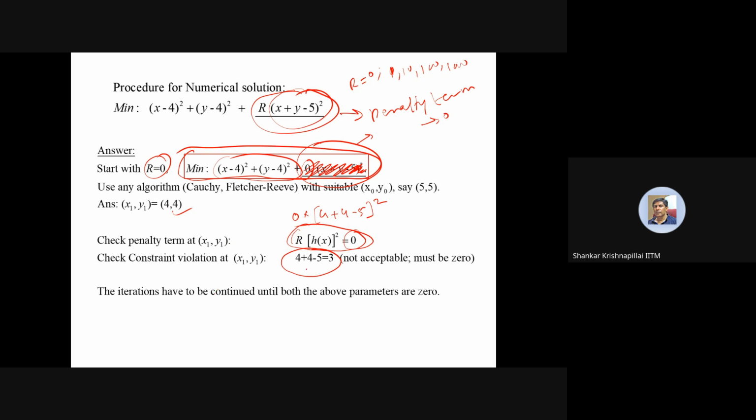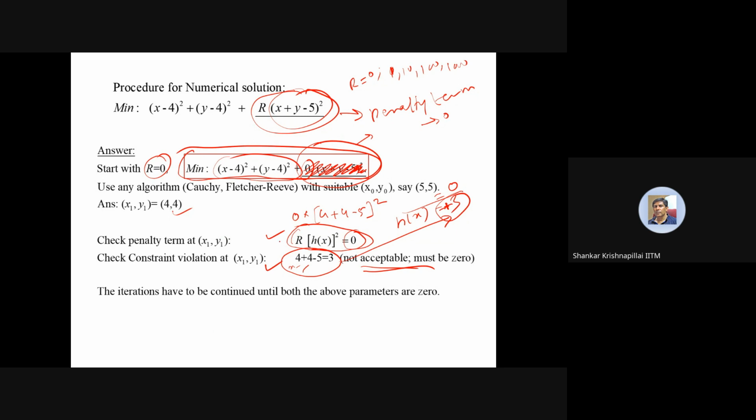So that is h of x. With x equal to 4, y equal to 4, h of x is 4 plus 4 minus 5, so h of x is equal to 3. Actually, h of x must be equal to 0. So constraint violation is plus 3. So this is not acceptable. The first step is not acceptable. A step is acceptable when both the penalty becomes 0 and the constraint violation becomes 0.